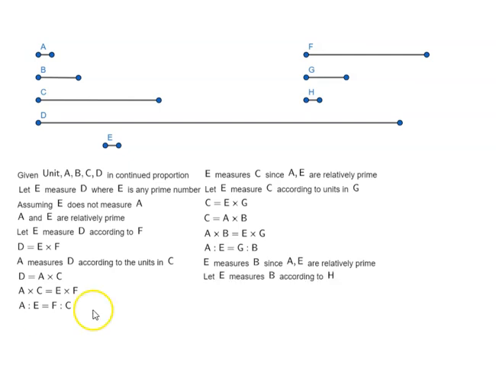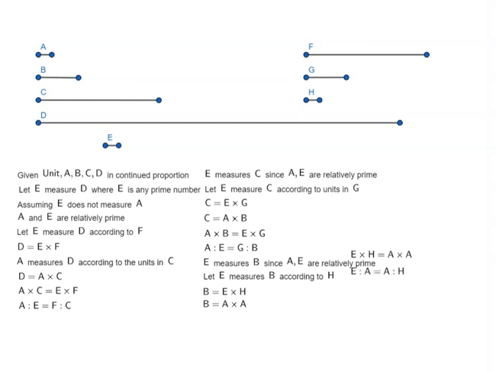Okay. So let E measure B according to H, which means B is equal to E times H. And we know also that B is equal to A times A. Remember, this is in continued proportion. So B is equal to A times A. So that means the products are equal. E times H is equal to A times A.